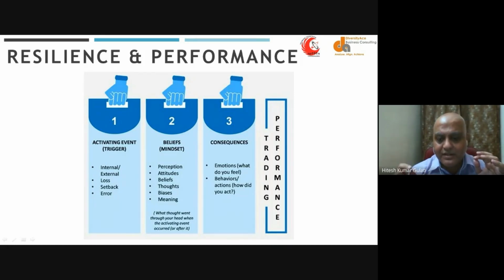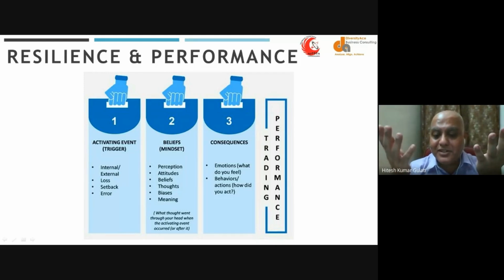Since it started with a setback or shock, he'll not be able to perceive things in the right way. His attitude towards others would not be good. He might lose his patience also. He might get angered very easily. His thoughts would not be balanced in that sense. And that is the reason, if you see the C part, which is the consequences, Hitesh might lose his emotional balance and his behavior or actions would not be in the right way. Whereas all the other faculty members would be able to have that emotional balance. And this is how their performance would be better and they'll be able to build their ambiguity threshold. Whereas in the case of Hitesh, the ambiguity threshold will go down because he has lost his emotional balance also.